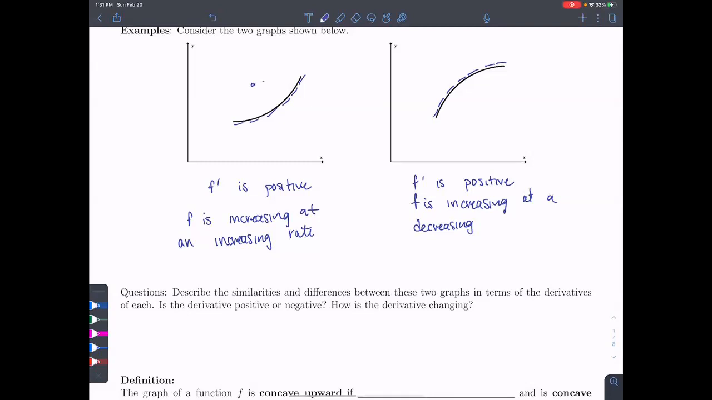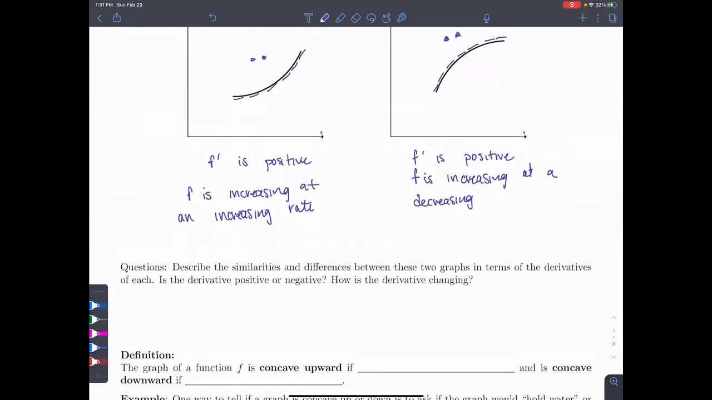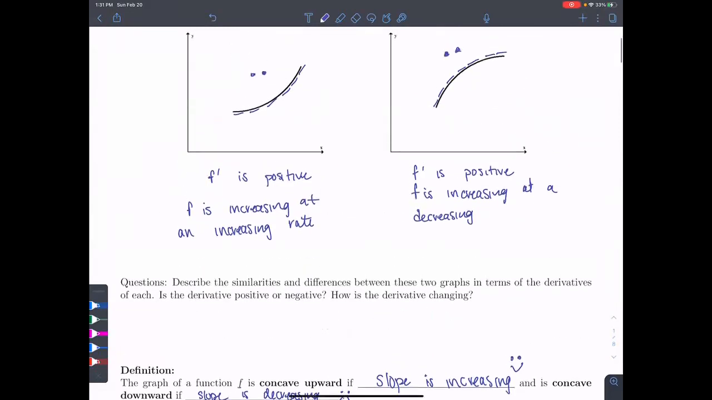So I like to make a smile out of these and a frown out of these. The function is concave up if the slope is increasing. So that's our first picture. This is the smile. And it's concave down if the slope is decreasing, and that is the second one where it looks like a frown.